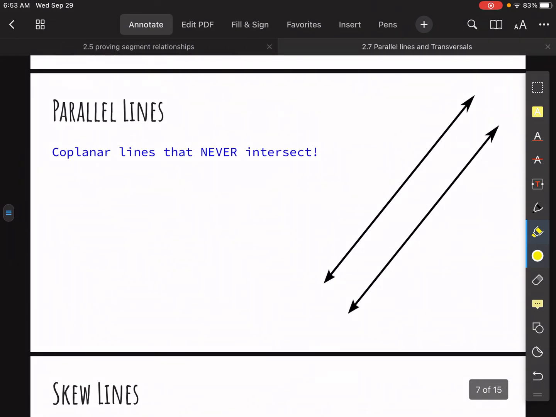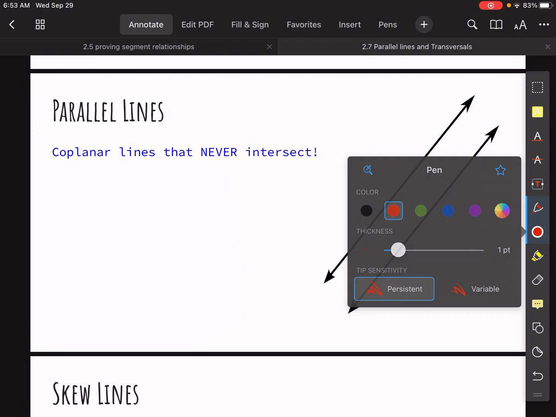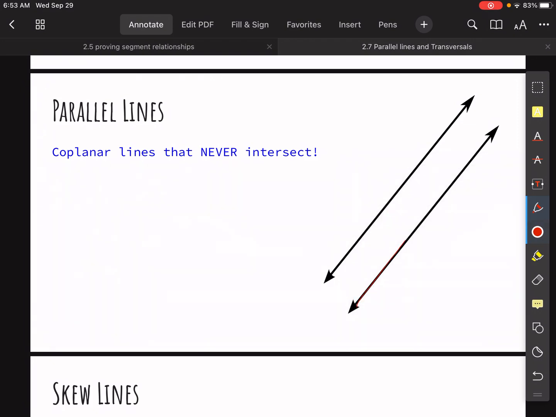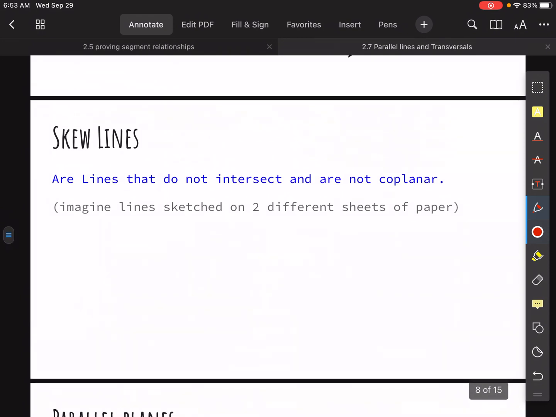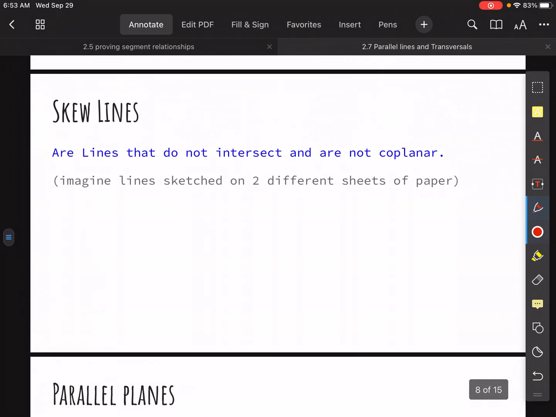Now, let's look at parallel lines. Parallel lines are coplanar lines that never intersect. If you're graphing parallel lines, if they never intersect, they better have the exact same slope, right? So parallel lines, if you remember from Algebra 1, have the exact same slope. Slope will never change. These will never intersect. Skew lines are also lines that do not intersect.